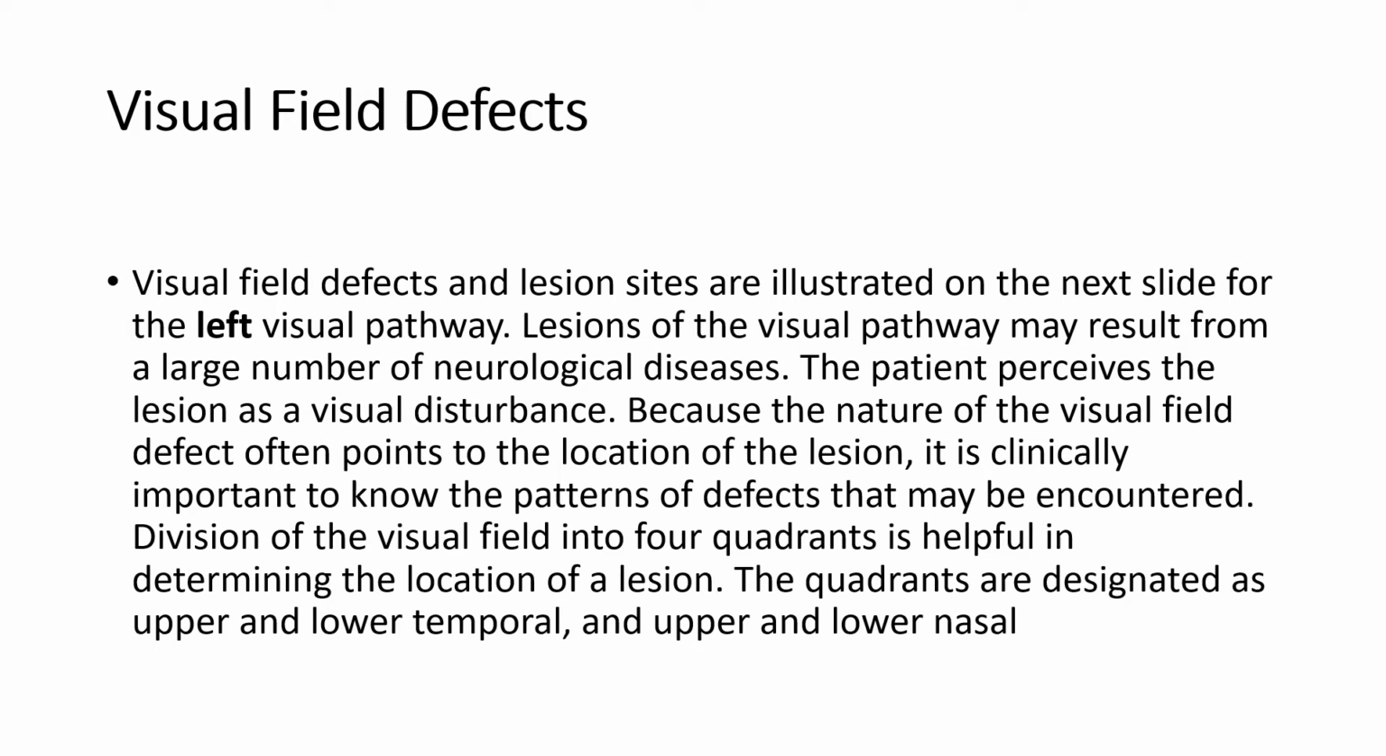Division of visual field into 4 quadrants is helpful in determining the location of a lesion. The quadrants are designated as upper and lower temporal, and then upper and lower nasal. Temporal is off to the sides of your head, and nasal is towards your nose. And then it's going to be in quadrants. So think of just like a little bullseye for a focus circle. We'll see that in the next couple of pictures.